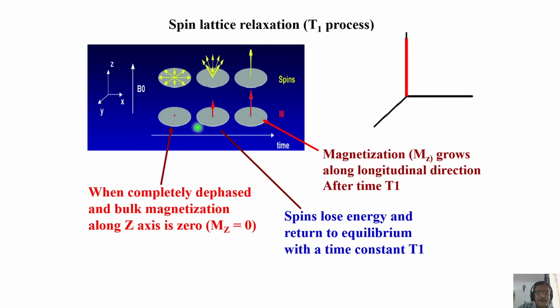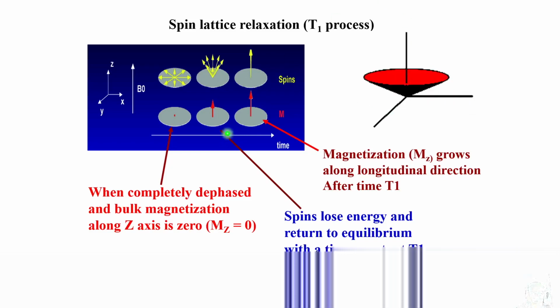Please understand, slowly it is dephasing. At the same time, it is growing along the Z axis, and it goes on and on. When it is completely dephased in the XY plane, the magnetization would have completely grown along the Z axis. Exactly like the animation shown here. It starts dephasing and slowly goes along.